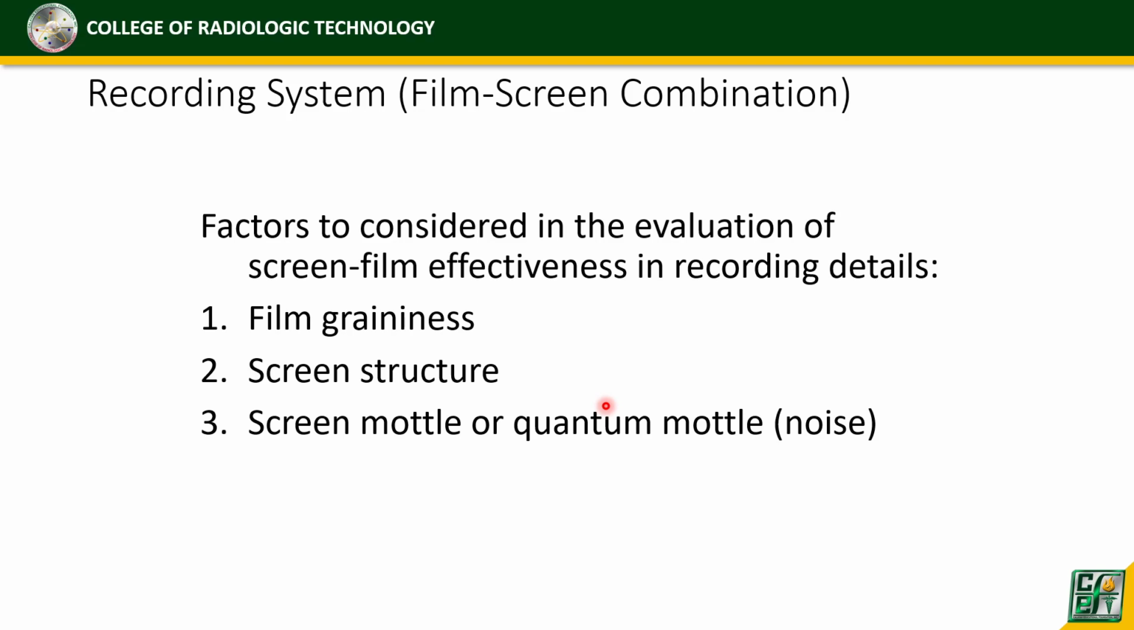So ano yung mga factors to be considered kapag film screen combination? The film graininess. Ano yung graininess ng film? Ano yung sinasabing graininess? Yung dami ng silver halide crystals and size ng silver halide crystals. The screen structure, siya ba ay single emulsion, double emulsion, okay? And of course, the screen mottle or what we call the quantum mottle or noise. Yan yung mga kailangan natin na alamin. Okay? In order for us to have an effective screen film combination para sa magandang recorded detail.